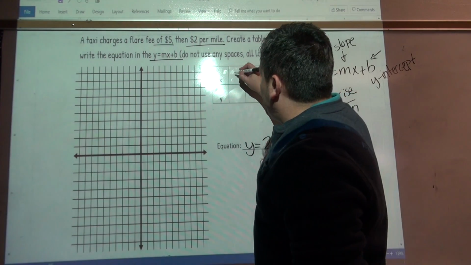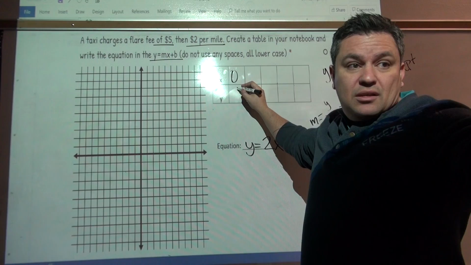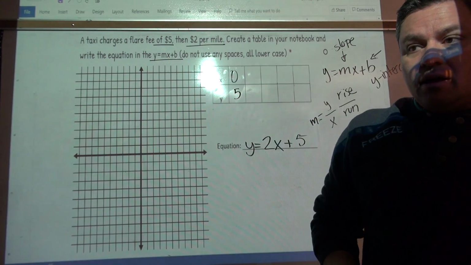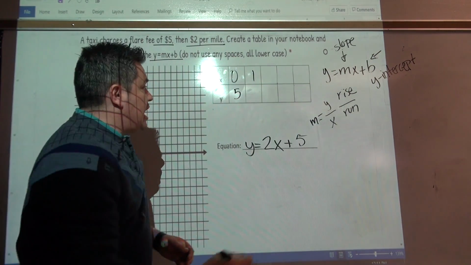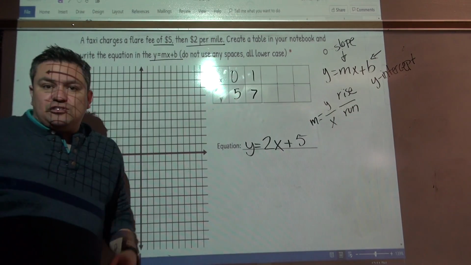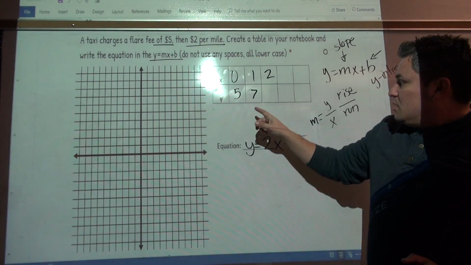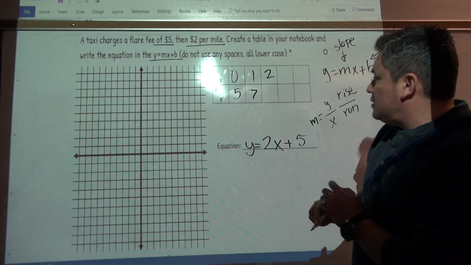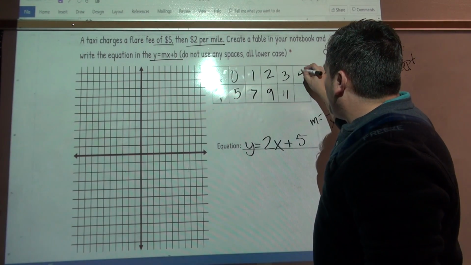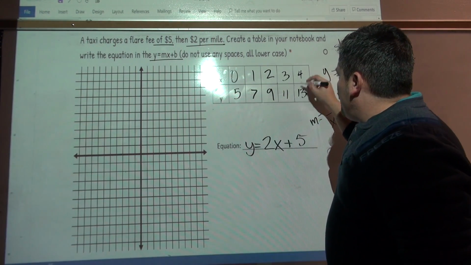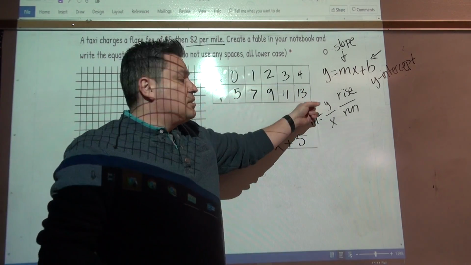As soon as you get into the cab, you have to pay, say, $5, right? So if you go 1 mile, how much do you have to pay the taxi driver after you get off? 7. Because you're going to pay the fee plus the $2 for the 1 mile. Now if you go 2 miles, 7 plus two more dollars, so it'll be 9. For 3 miles, 11. For 4 miles, 13. And you can put in whatever number of miles you want, and you'll be able to get the total.